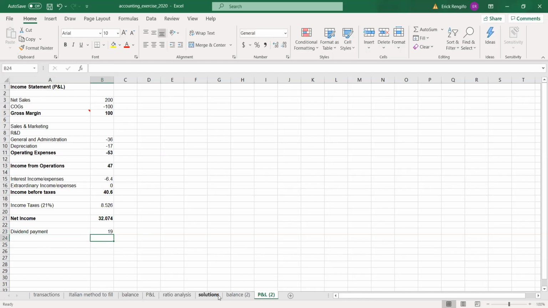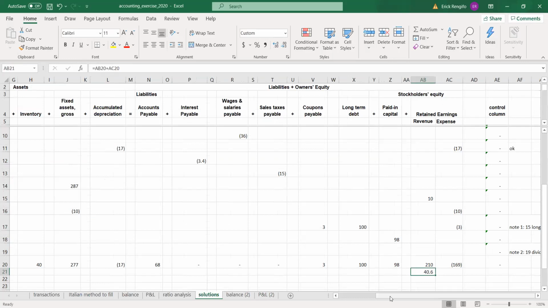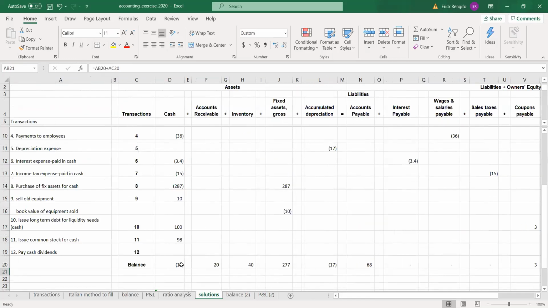Do you understand what I'm saying? I want to pay a dividend of 19. I have a net income of 32. So indeed, technically, I can pay this one here. However, be careful, guys, because dividends are payments in cash. So what you need to take a look at first is, do I have cash?